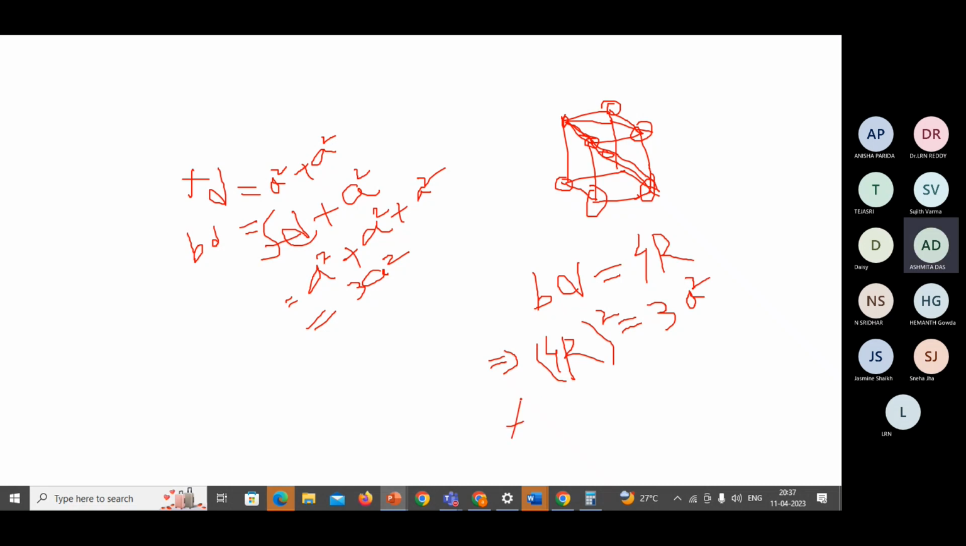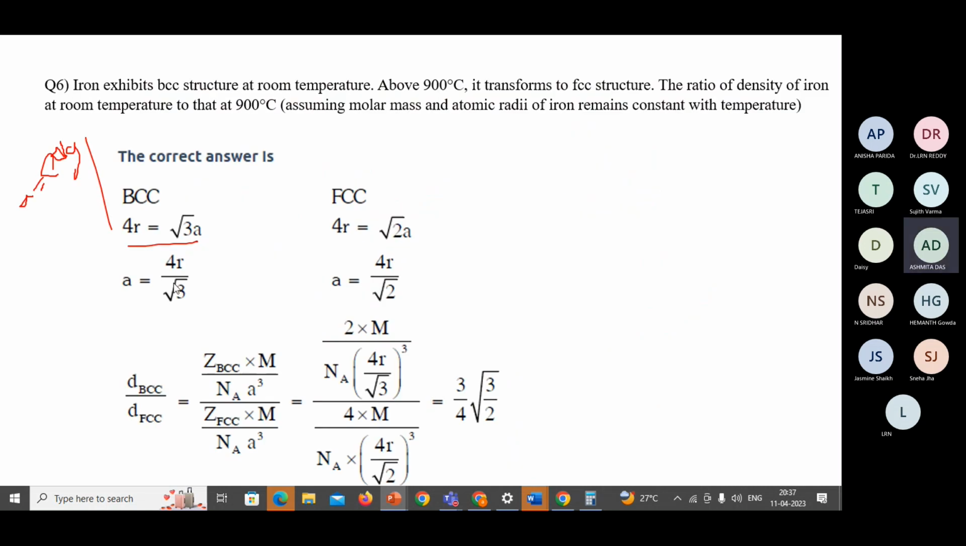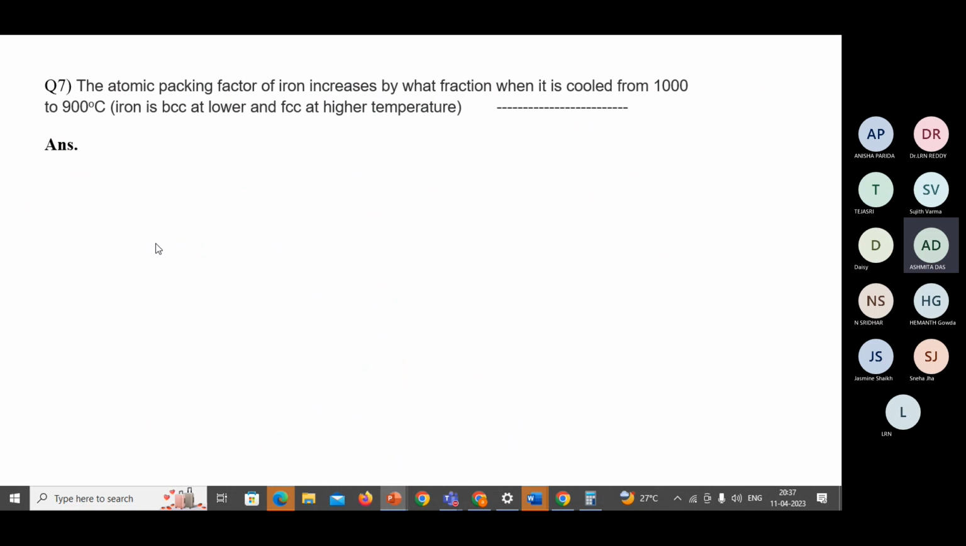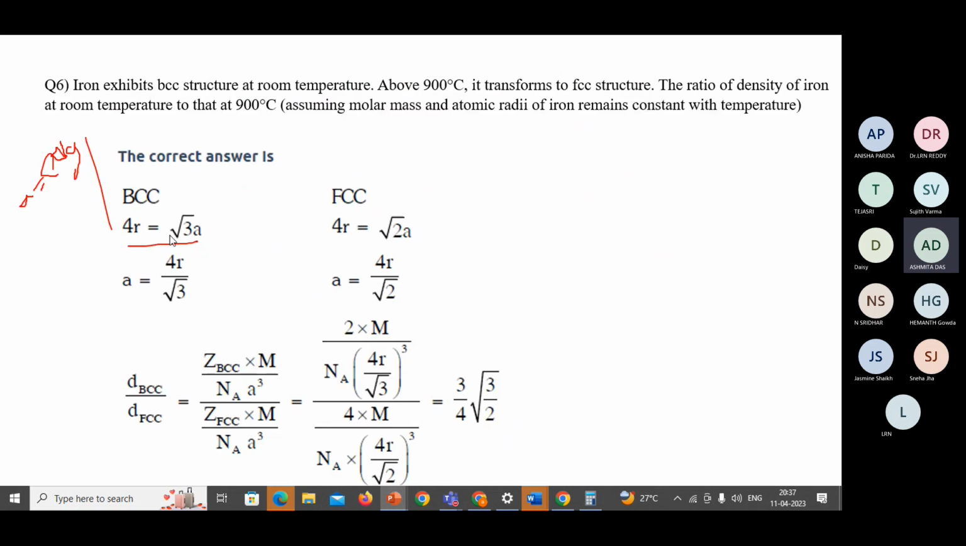So from here, it can also be written as 4r equals root 3a. So from there, this equation is coming: 4r equals root 3a.